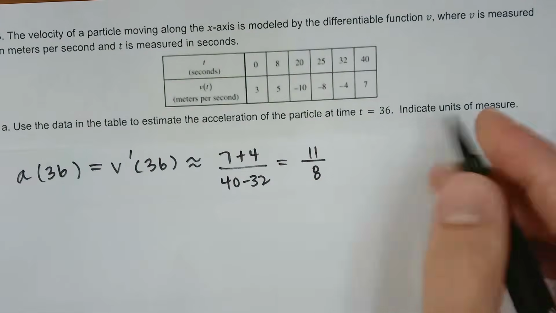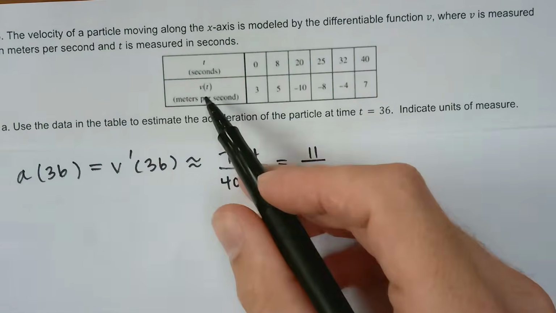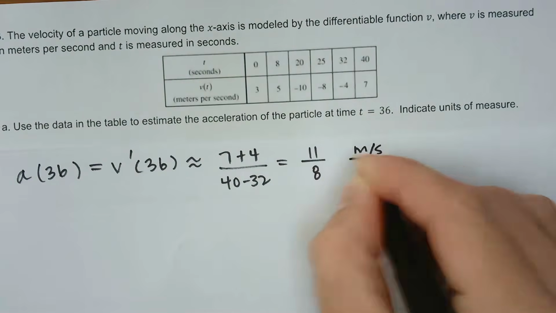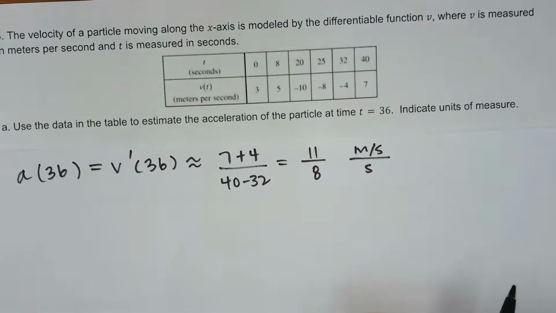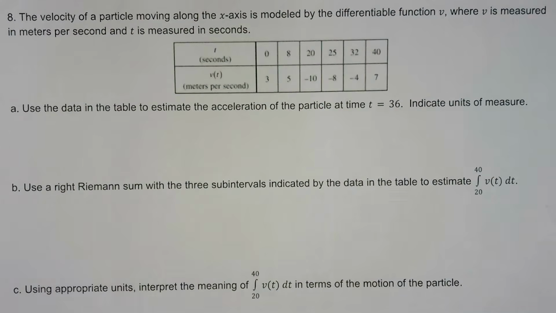1.375, but 11/8 does the job just fine. And then indicating units of measure, the derivative of v should be meters per second divided by seconds. Okay, meters per second, meters per second squared. However you want to write that, it really doesn't matter. You can write in words, you can write in symbols, whatever you like.